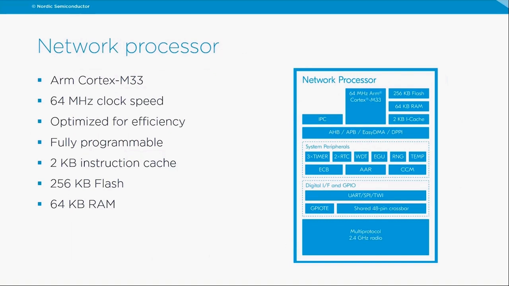The network processor is fully programmable, optimized for efficiency, and it's locked to the 64 MHz clock speed. It has a 2 kilobyte instruction cache, and 256K flash, and 64K RAM.